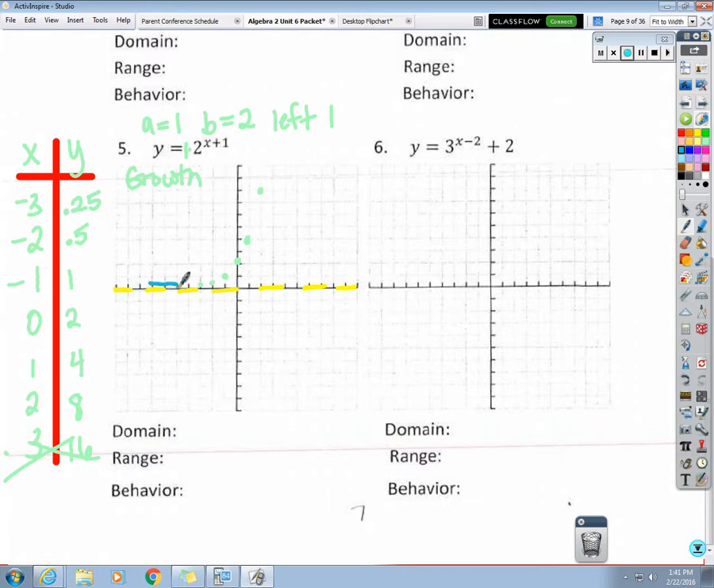Okay, what is the domain? Right. What is the range? And what is the behavior? Correct. Okay, I want you to take a few minutes and try 4 and 6 by yourself.